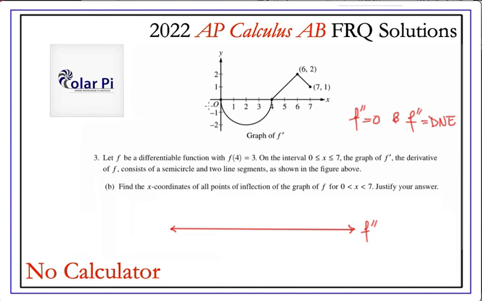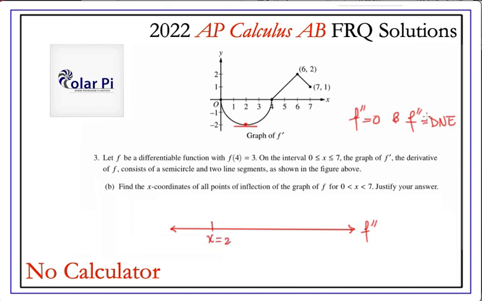Now, since this graph is for f prime, f double prime would be the slope of f prime. So we'd want to pick out any places where f prime has slope equal to 0, that is a horizontal tangent. There's that there right there. And so that's x equals 2.